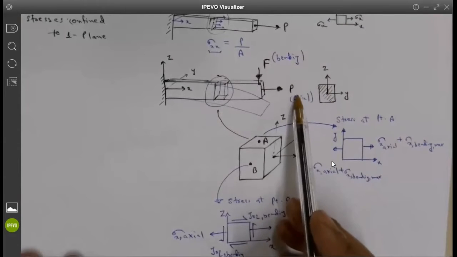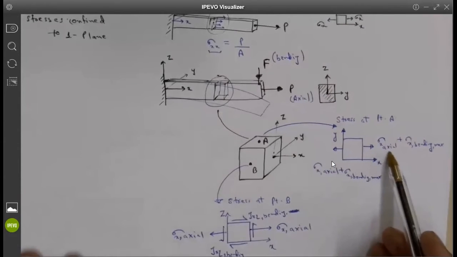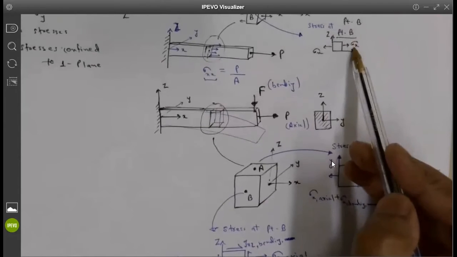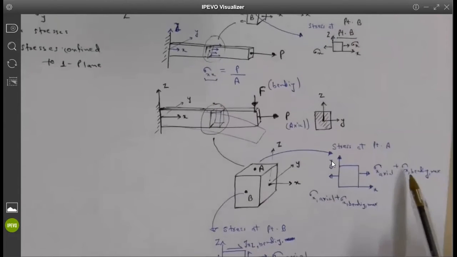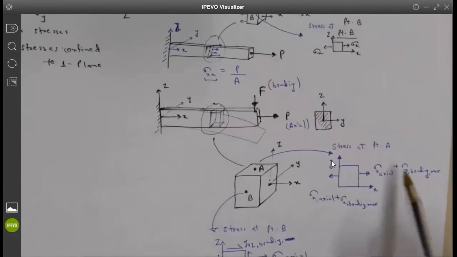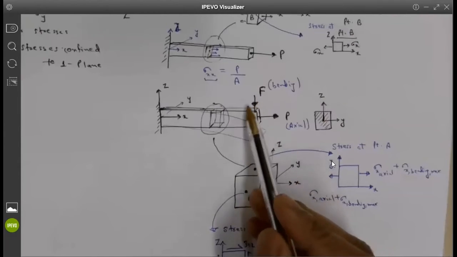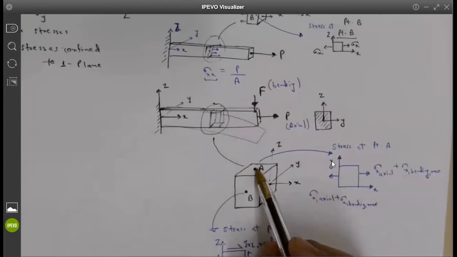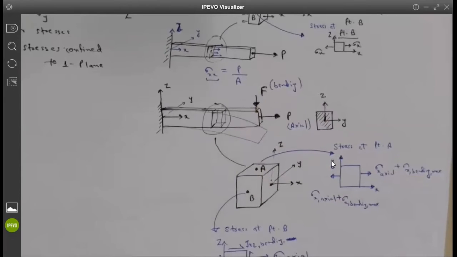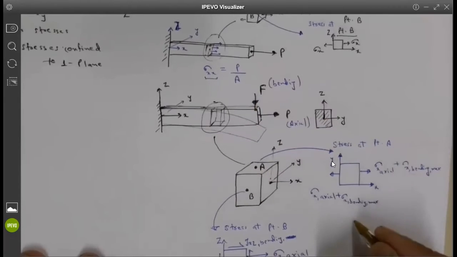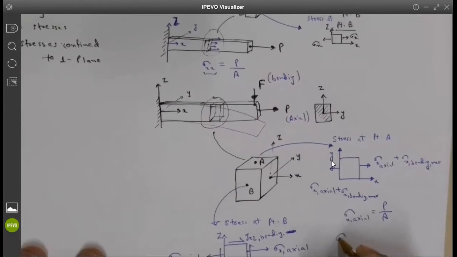Because of this, you will get sigma x axial, which is the same as this one. But there will be an additional sigma x because there is bending. The shear load acting from the top will cause bending, and the bending stresses will be at maximum at the top part. Are you guys getting what I'm saying? So let me actually give the formula. You may basically remember what we are doing here.